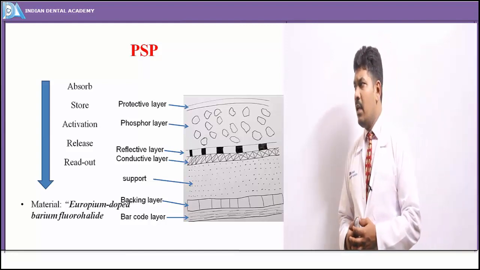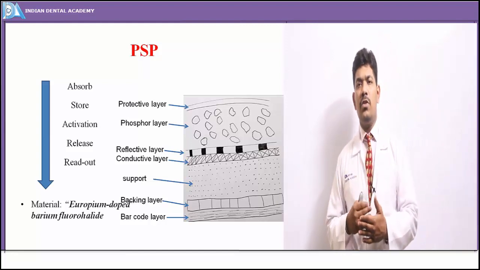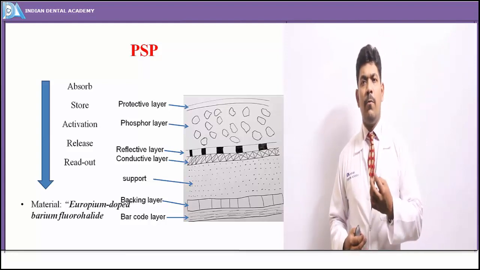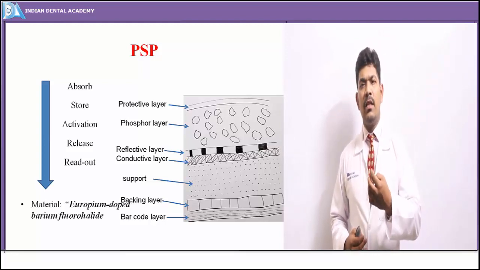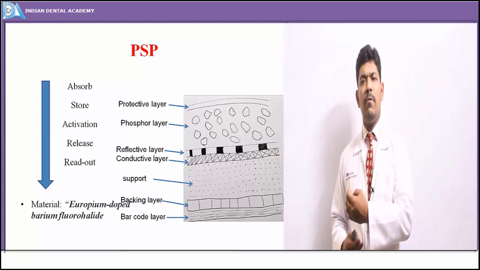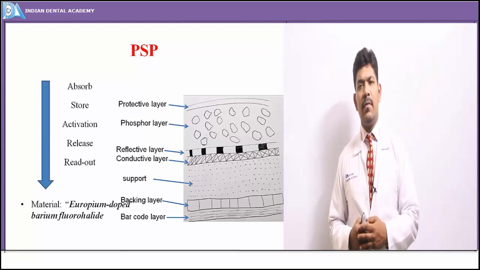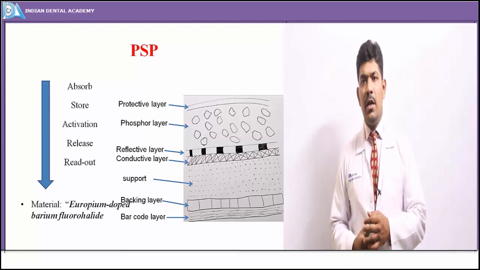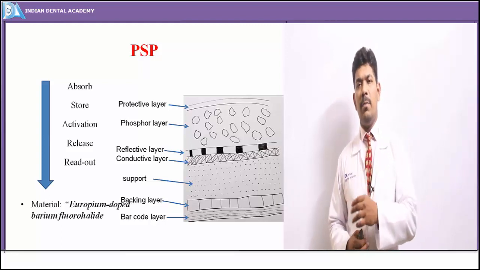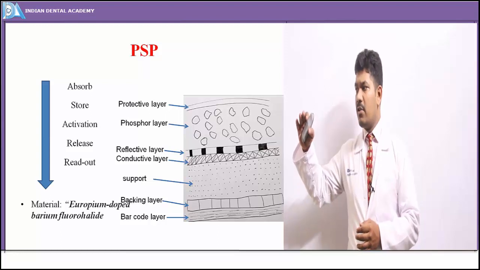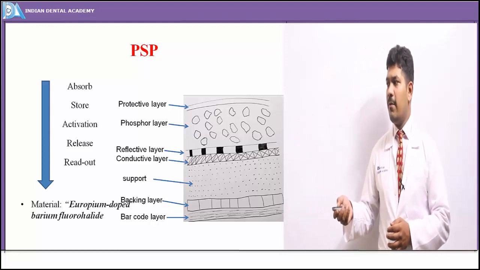Now the next indirect kind of direct digital imaging, that is your photostimulable phosphors. Now as the name suggests, it is photostimulable phosphors. So photons, that is your light, is stimulating some kind of phosphorus materials within the sensor and then producing an image. Now that is the basic functioning of PSPs. Now the total functioning of PSPs can be read out in this particular flowchart.